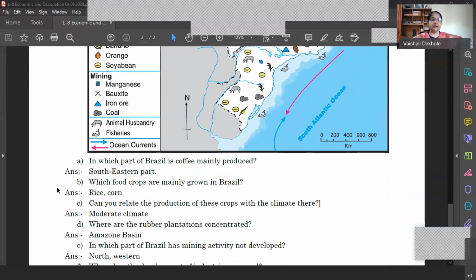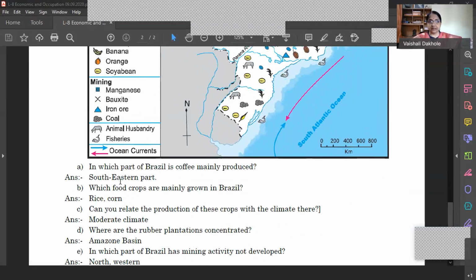Now the next question is, which food crops are mainly grown in Brazil? Food crops means rice, wheat or the pulses. These are known as the food crops. There is another category of crops, that is cash crops, which cannot be eaten. The cash crops are sugarcane, tobacco, or also cotton. So these are known as the cash crops. Tea production and coffee production also come under the cash crops. So the food crops are rice, wheat, corn, pulses.